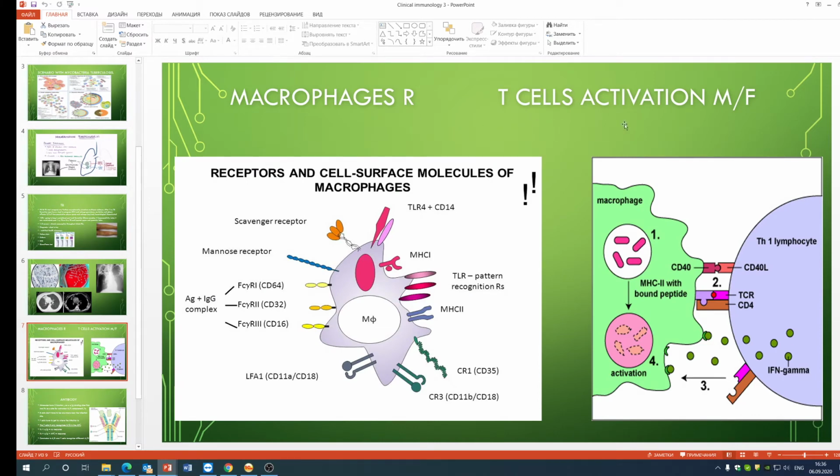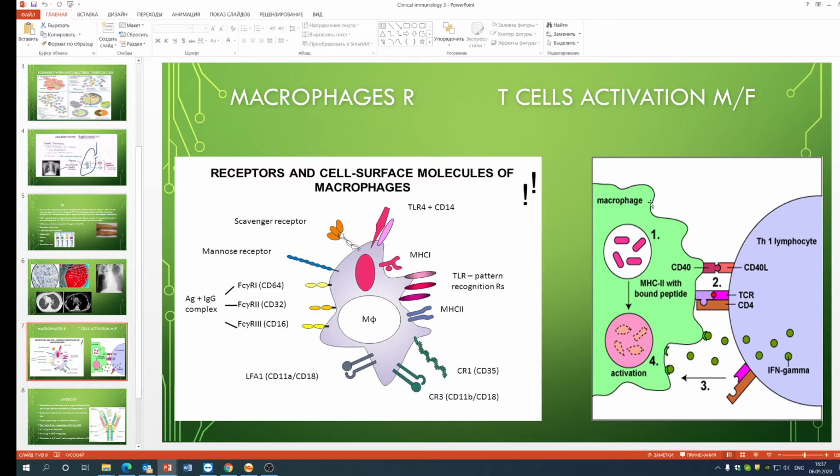Macrophages and T cell activation. Macrophages have a lot of receptors on the surface membrane. First of all, they present MHC, major histocompatibility type 1 and type 2, the toll-like receptor we mentioned before, receptors to antigen such as the Fc fragment of antibody, and adhesion molecules.